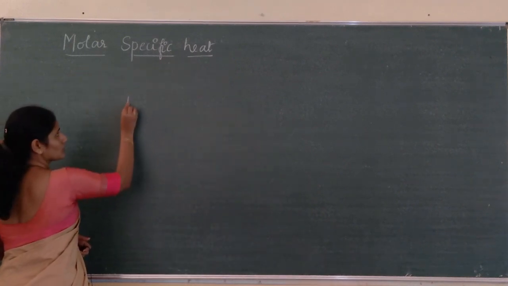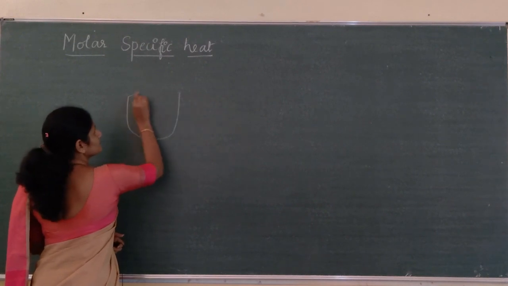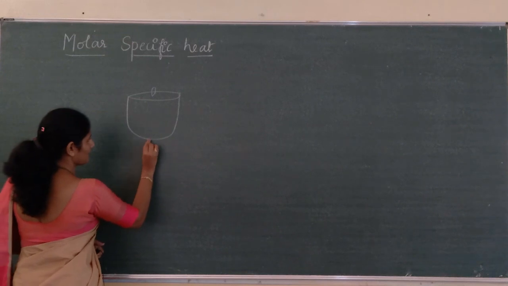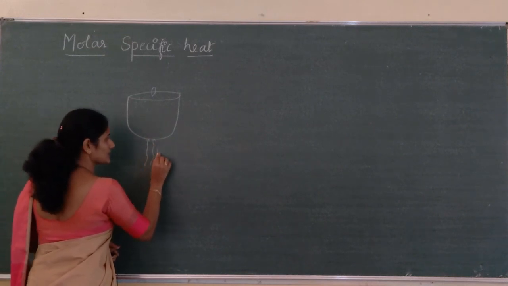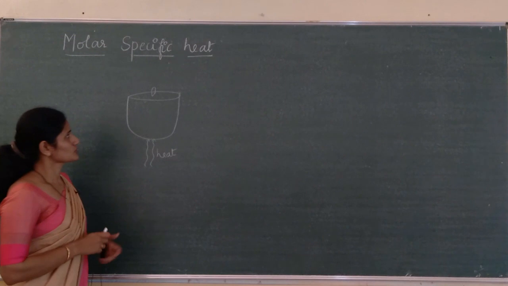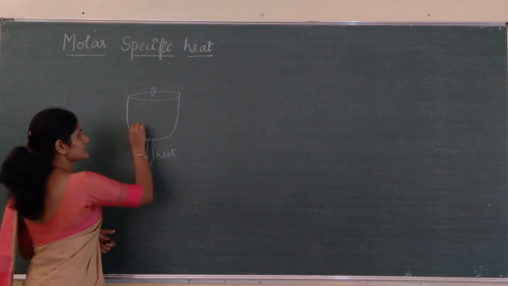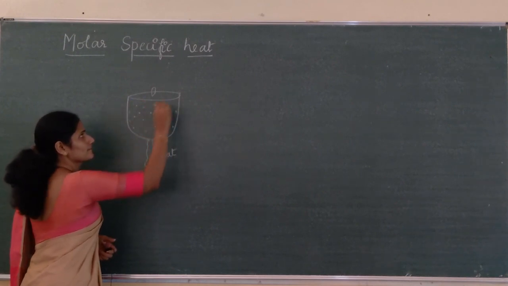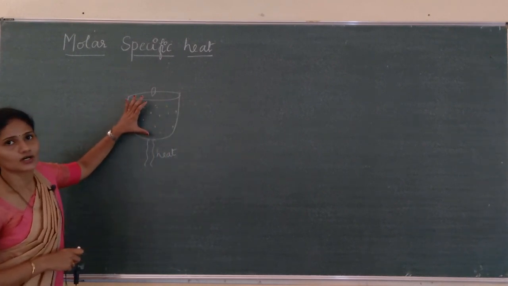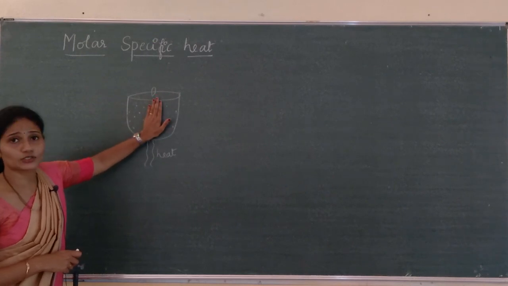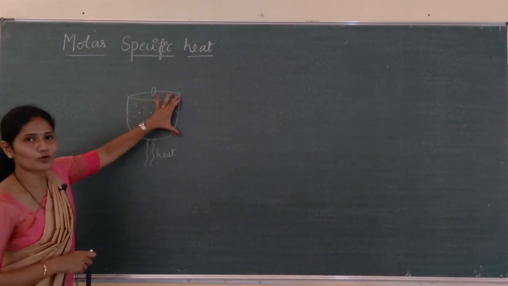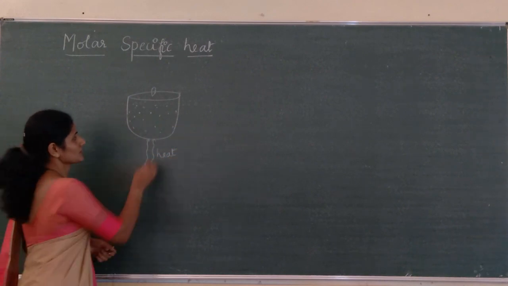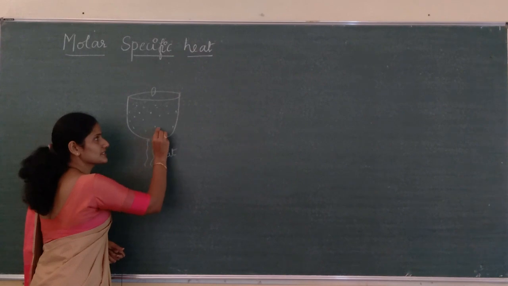Consider a pressure cooker. So, there is a cooker. We are supplying heat energy to the system. So, this is a system. Inside the system we have gas molecules. Here volume is fixed. Here we are using a pressure cooker. So, volume of the system is fixed. The volume will not change.